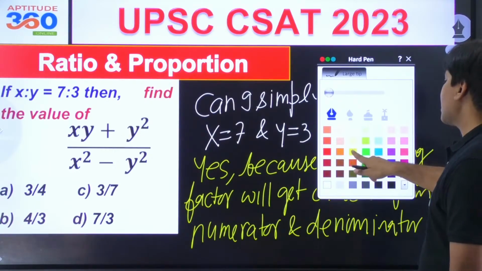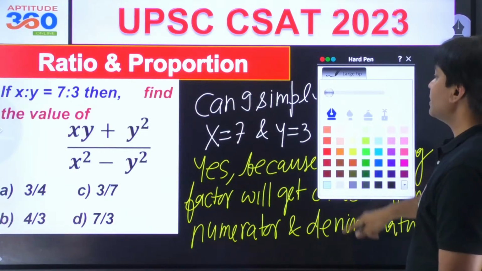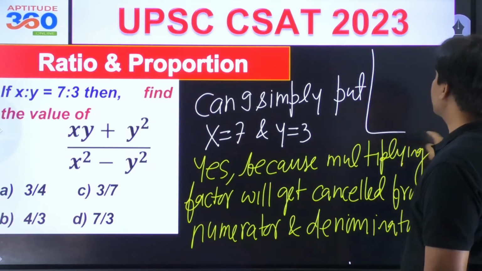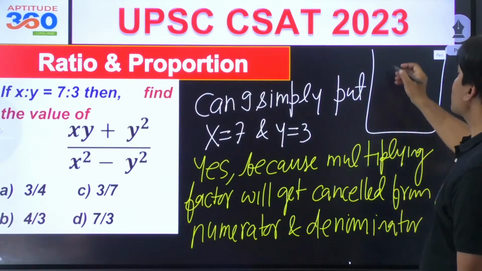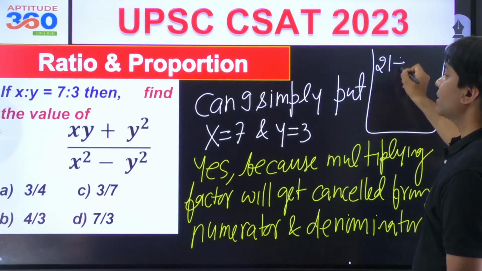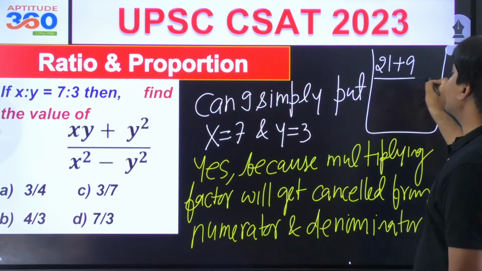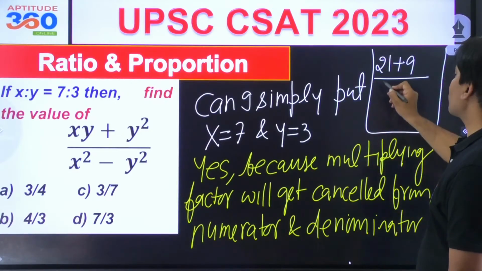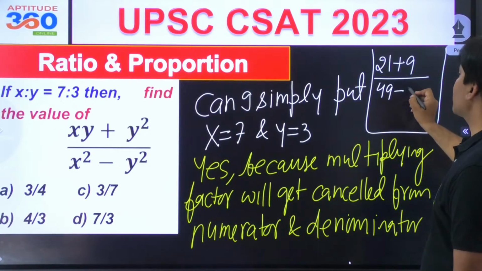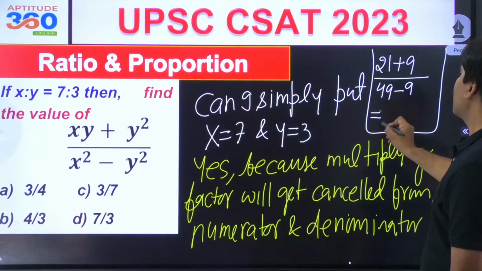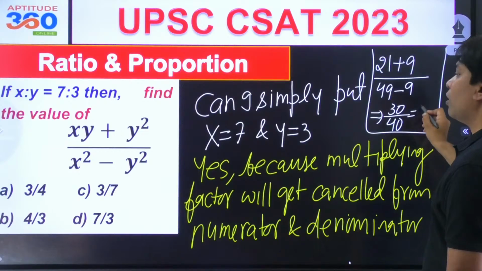What I should do out here? So this is 21 and then 9 divided by x square, which is 49, minus y square, which is 9. This is 30 by 40 or 3:4.